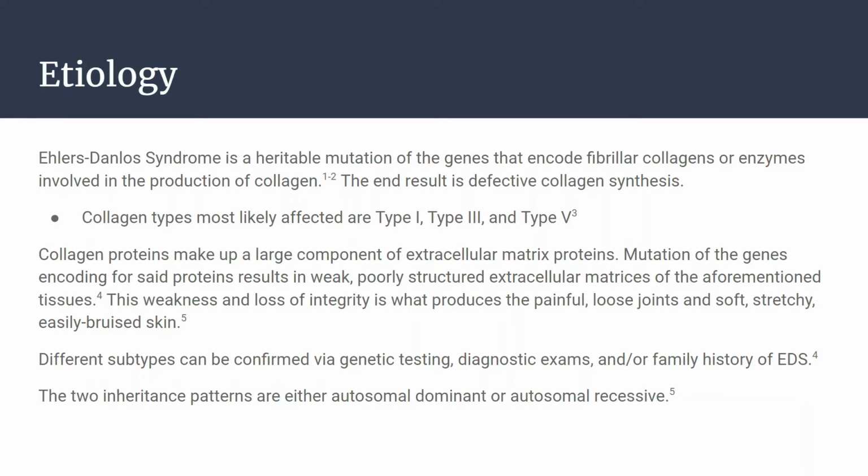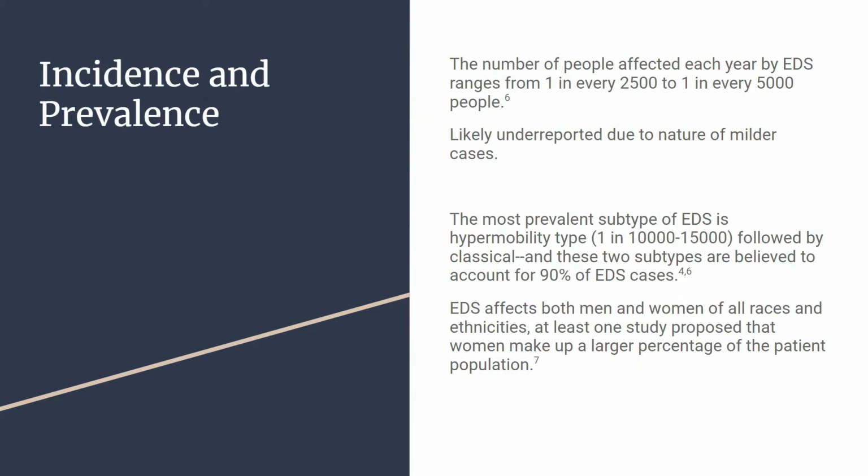And the different subtypes can be confirmed via genetic testing, diagnostic exams, and/or a thorough family history. And the 2 inheritance patterns are either autosomal dominant or autosomal recessive. So the number of people affected each year by EDS ranges from 1 in every 2,500 to 5,000 people, and it's likely underreported. The most common type of EDS, the hypermobility type, affects 1 in every 10,000 to 15,000 people.